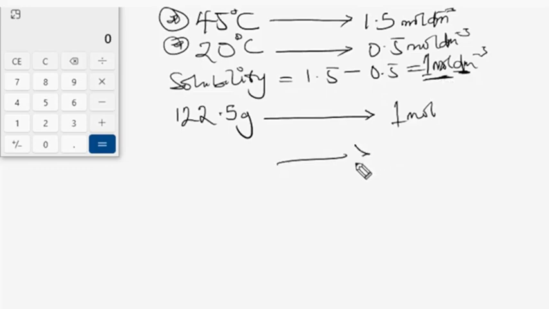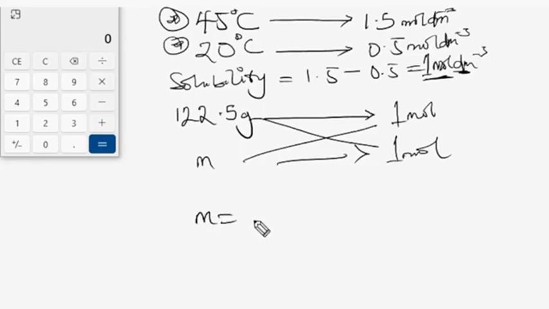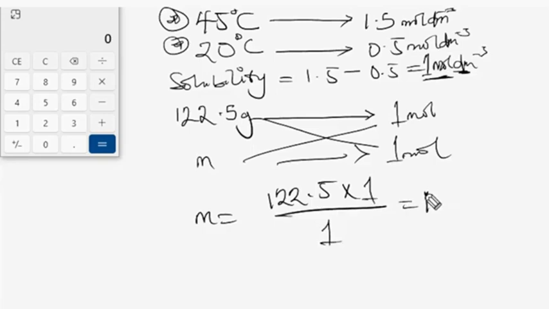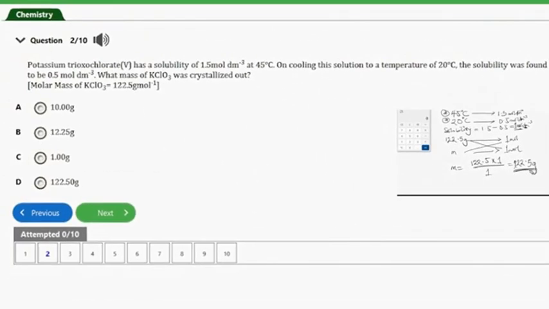So we are going to say what mass of this will be required for this 1 mole. So absolutely it's still going to be the same. When we cross multiply, let's call this the mass. So the mass is going to be 122.5 times 1 mole, over 1 mole. So this is going to be 122.5 grams. And that's it for this question, guys.